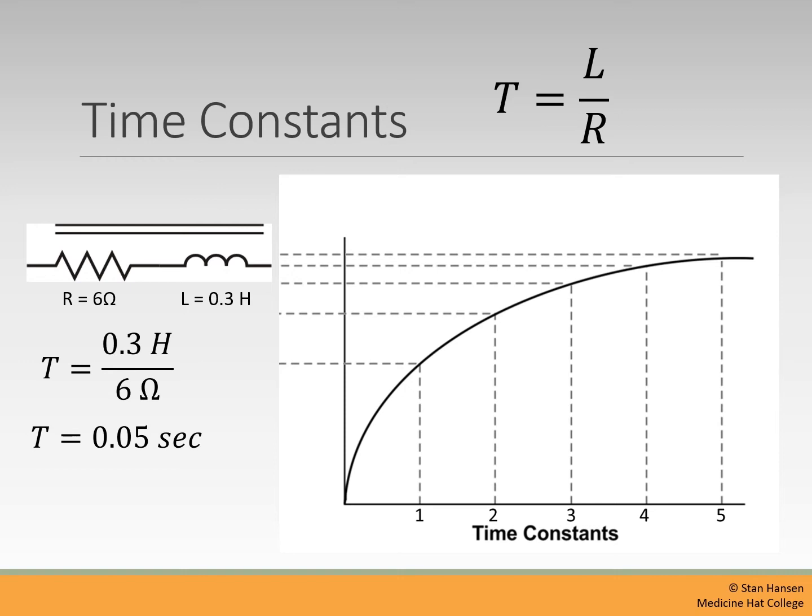If I take my time constant formula of 0.3 henries and divide that by 6 ohms, I find that each time constant is going to be equal to 0.05 seconds. And if each time constant is going to be 0.05 seconds, adding them all together will give me 0.25 seconds. So with this circuit, it would take me 1/4 of a second to get from 0 amps to a full steady current.